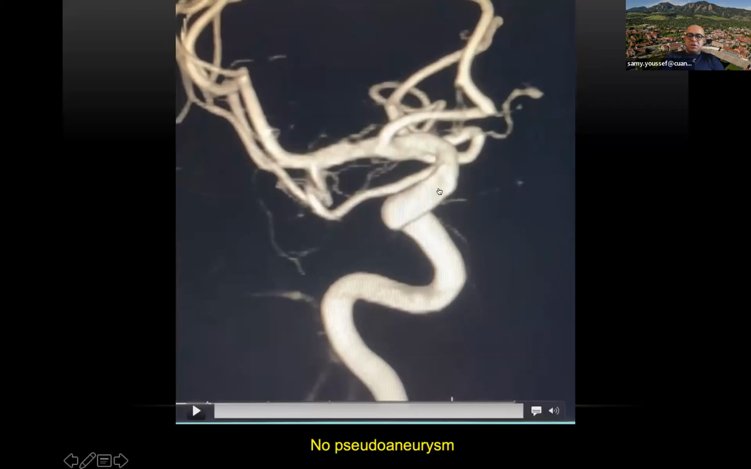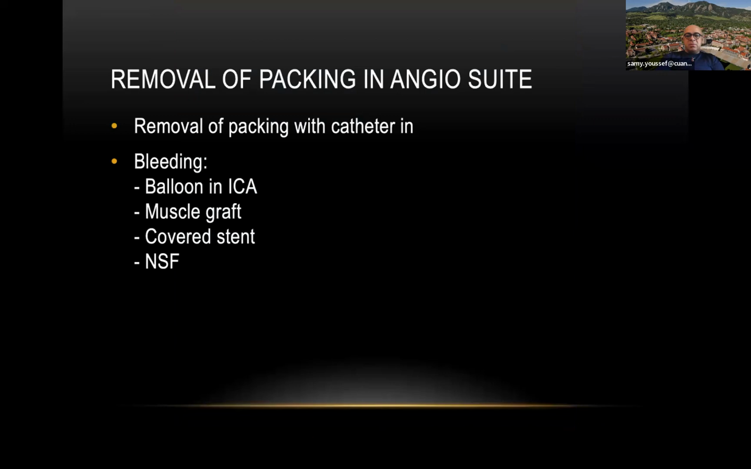You can see an indentation here from the packing, but pretty much we thought maybe it's a dural branch, maybe something perforated, something that is not the main carotid. So we let her wake up, and she was completely fine. Her vision was better. She was taken back to the angio suite for removal of the packing three days later.